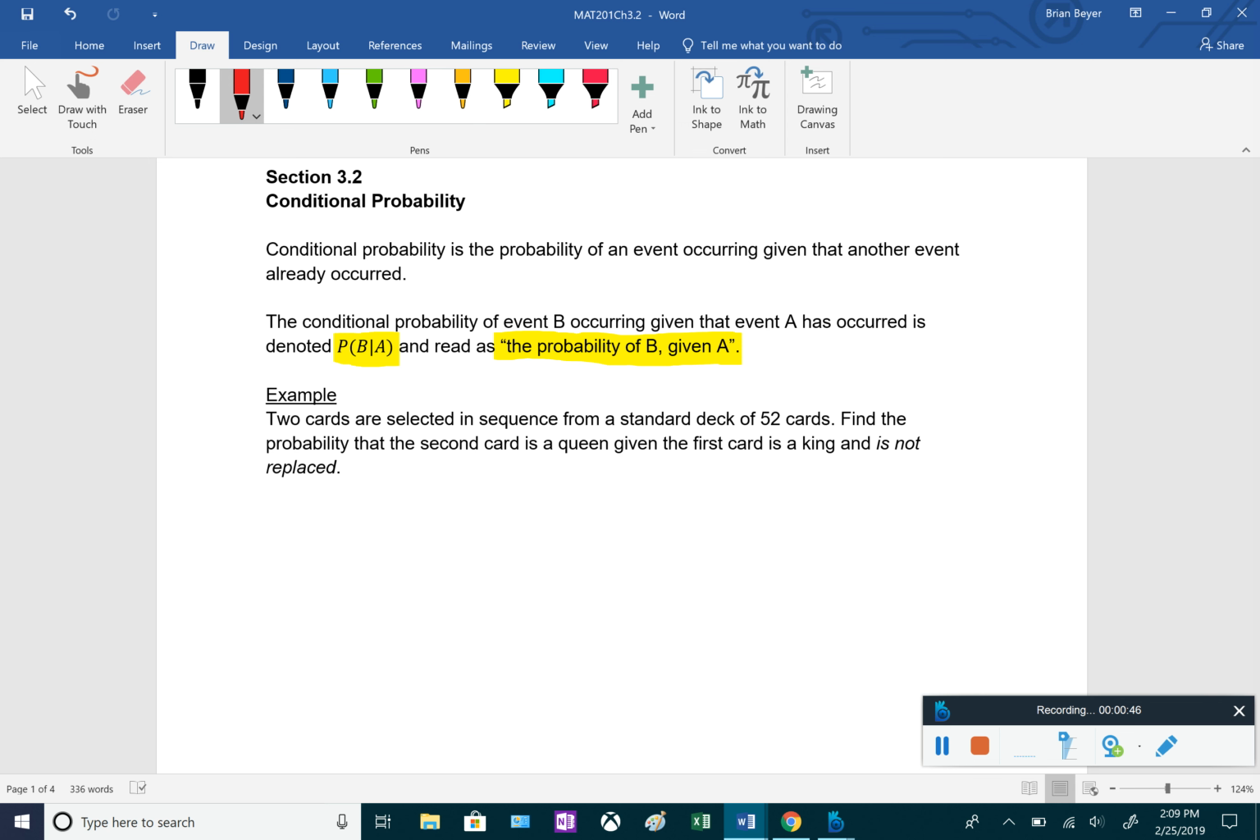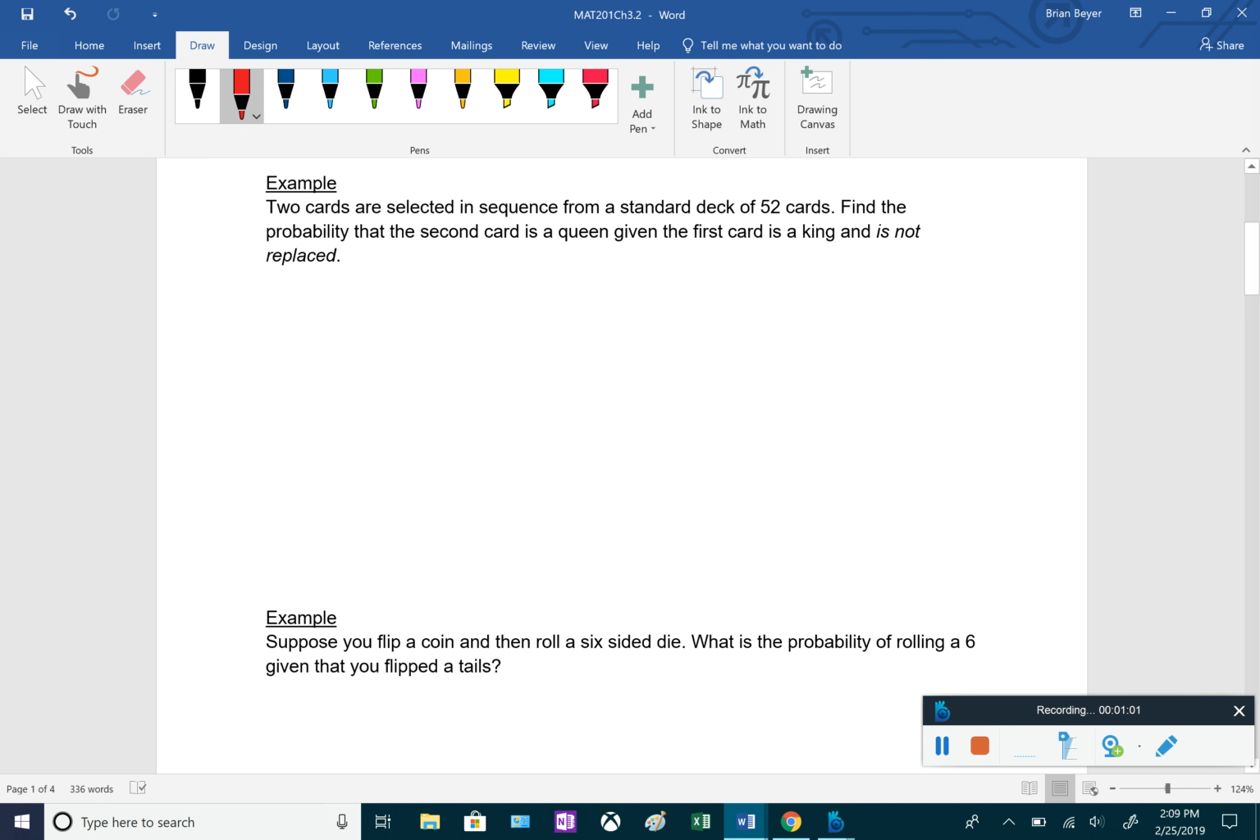Two cards are selected in sequence, so that just means one after another, from a standard deck of 52 cards. Find the probability that the second card is a queen, given that the first card is a king and it's not replaced. So this is going to be conditional probability.